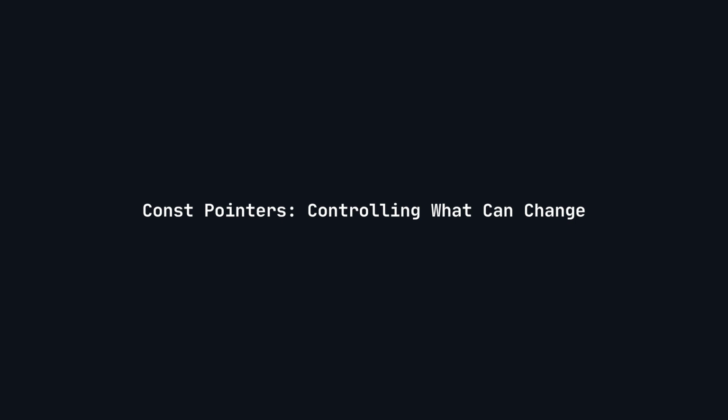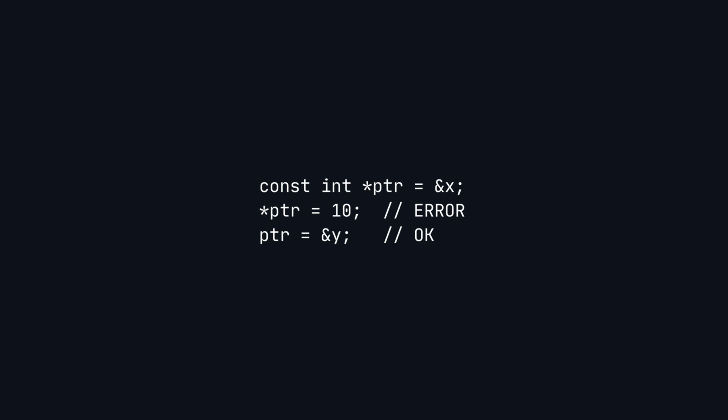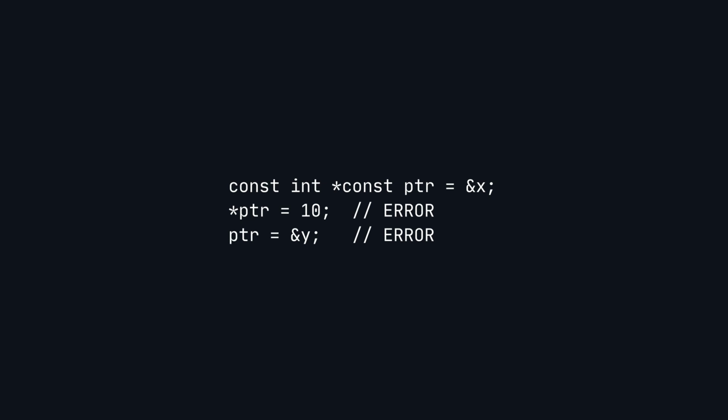Let's talk about const with pointers because this trips people up. There are actually three different things you can do with const. Pointer to constant data: you can change where the pointer points, but not the data. Constant pointer: you can change the data, but not where the pointer points. Constant pointer to constant data: neither can change. The trick to remember: read from right to left.